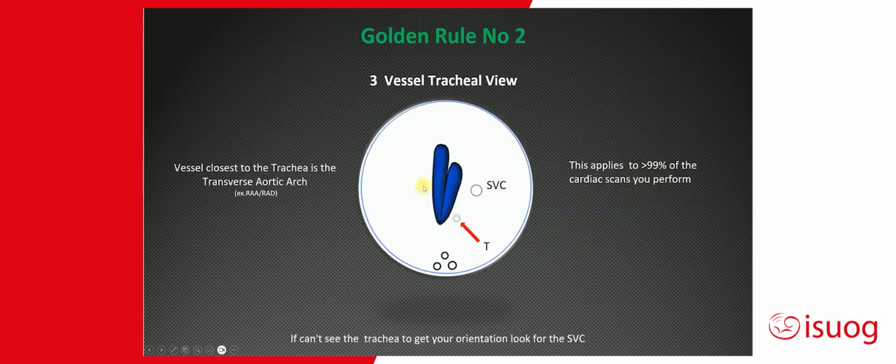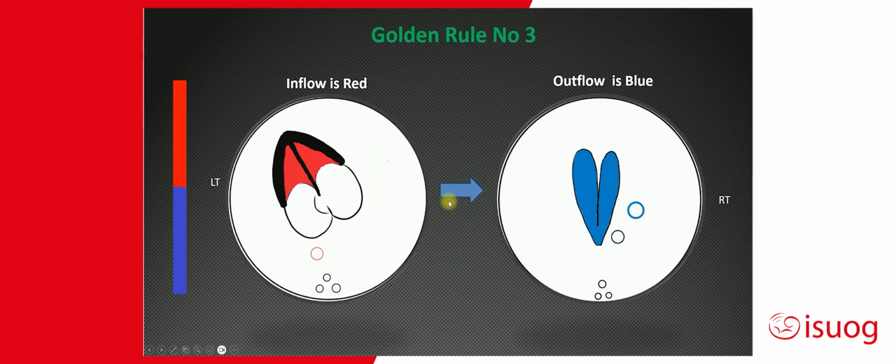Number 2, the vessel that's closest to the trachea is almost always, greater than 99% of the time, the transverse aortic arch. Number 3, when you look at color Doppler flow, always have red up and blue down on your scale on the left for the color Doppler when the apex is pointing upwards. So inflow is always red and outflow is always blue. You will invert the color settings if you have to invert the image.